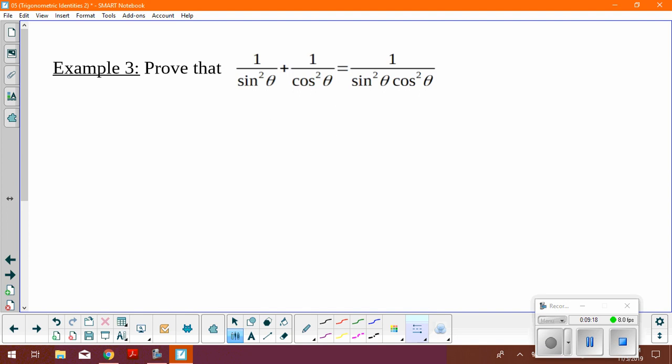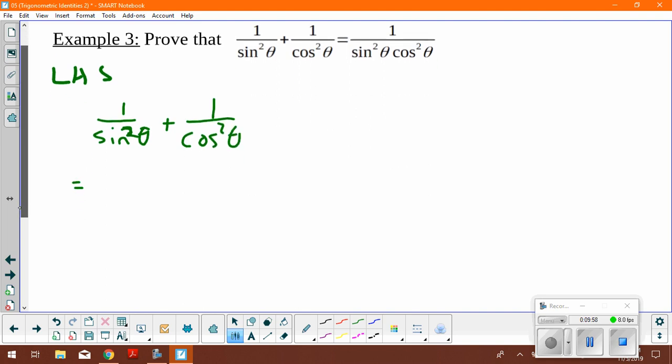So again, in those clues, I said that if you've got 2 fractions, you can add them. On my left-hand side, I have 2 fractions. On this side, I only have 1. So realistically, I must have to add those together. Again, we'll start with the left-hand side. And it's just a coincidence that it's always been the left-hand side so far. We have 1 over sine squared plus 1 over cos squared.